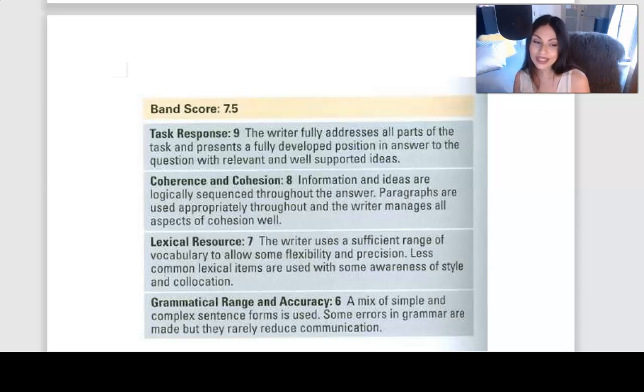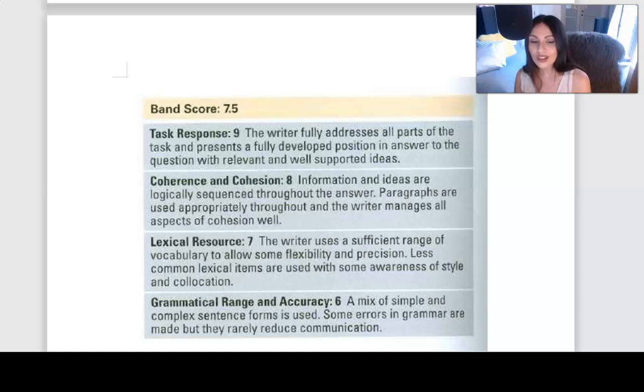In terms of this candidate's grammar range and accuracy, they only scored a 6, and this seems to be the lowest they've scored in this writing text. Why? Because apparently there was a mix of simple and complex sentence forms that were used. So unfortunately, they weren't all cohesive throughout, because really they should have used more technical language throughout to answer this type of essay question, which the candidate didn't.